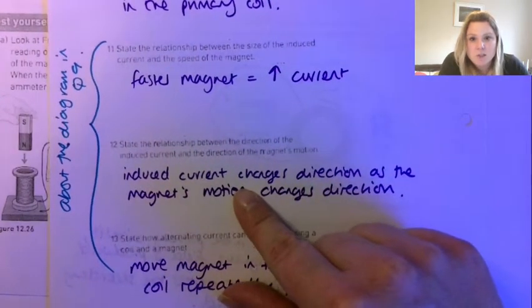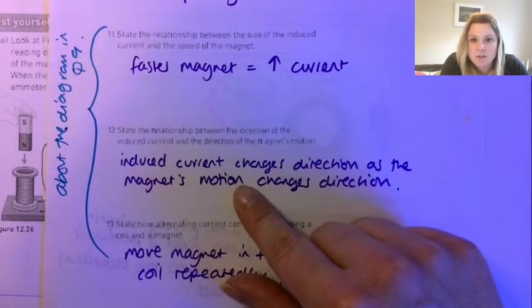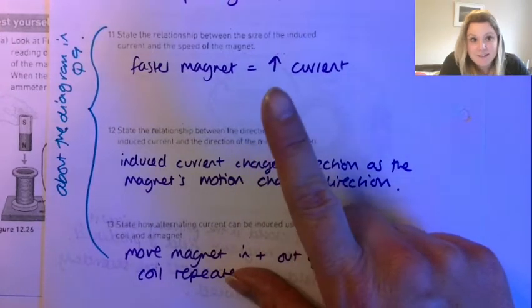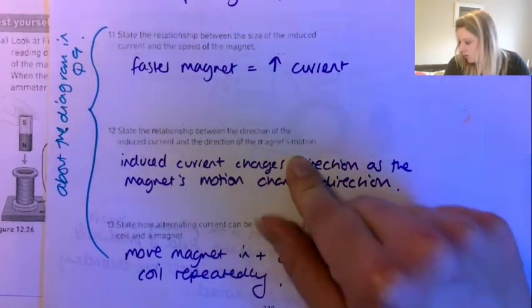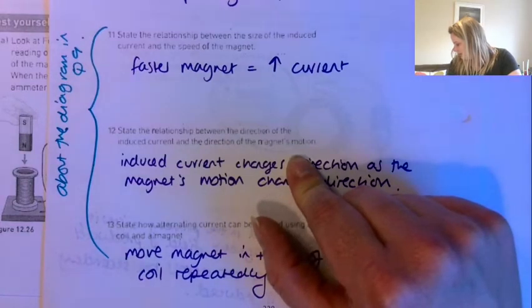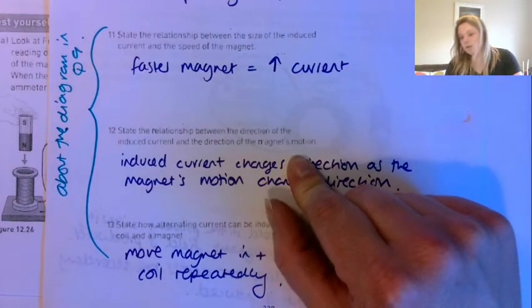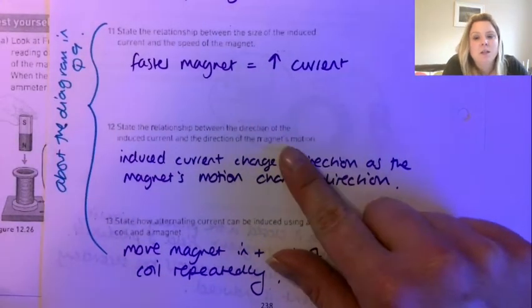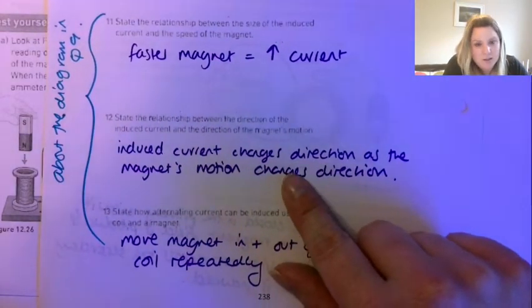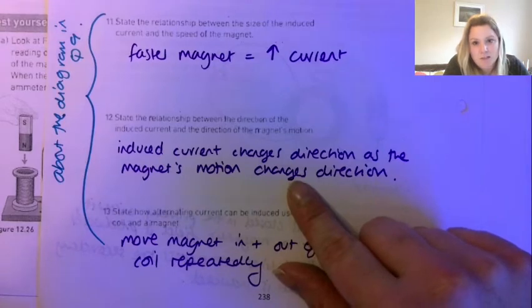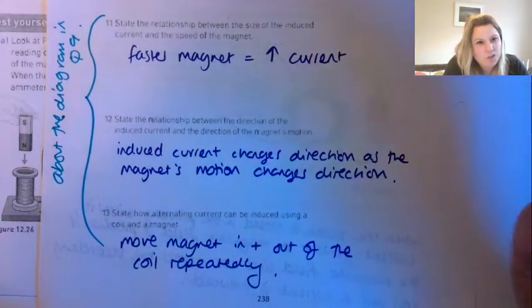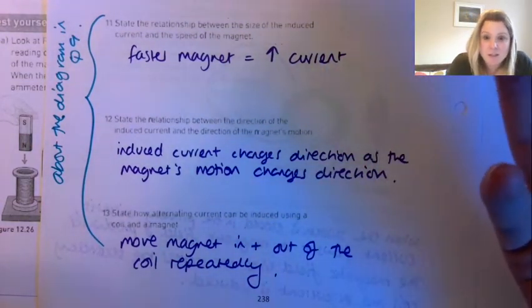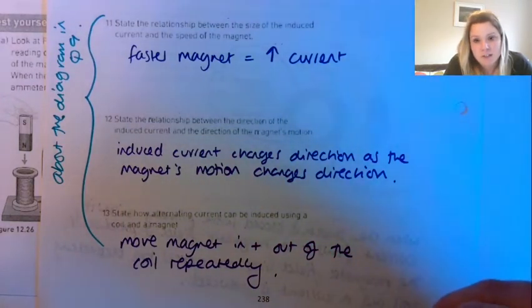12. State the relationship between the direction of the induced current and the direction of the magnet's motion. I didn't get too specific here. You could have really talked there about, page 228, Lenz's law. Do you remember we looked at how you could figure out that direction? But I just said here that the induced current is going to change direction as the magnet's motion changes direction. So as the magnet changes direction, the current is going to change direction.